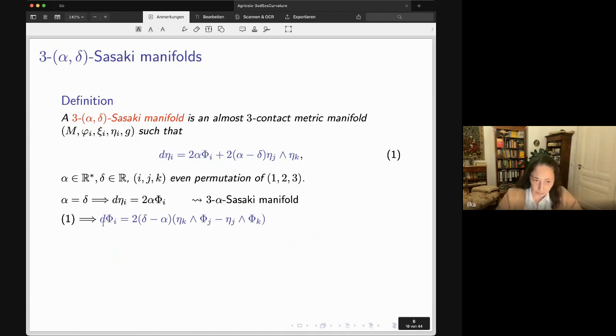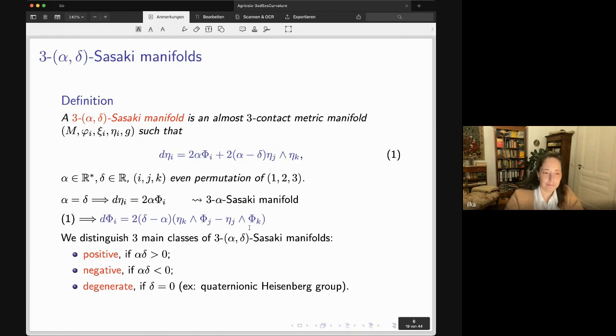Observe that the phi I are not closed in general, because the equation implies immediately that d phi I is proportional, with this factor delta minus alpha, to these three forms here, right? And it is reasonable to distinguish three main classes of free alpha delta Sasaki manifolds: the positive, the negative, and the degenerate case. The positive case corresponds to alpha times delta positive, negative to alpha times delta negative, and degenerate if delta happens to be 0, which is possible and which is very special.